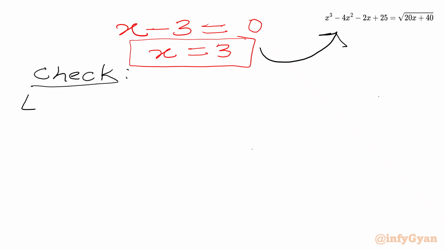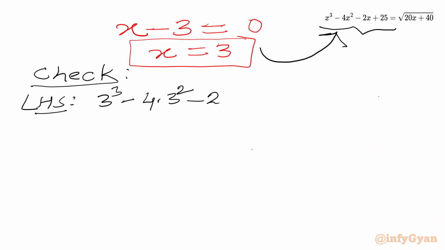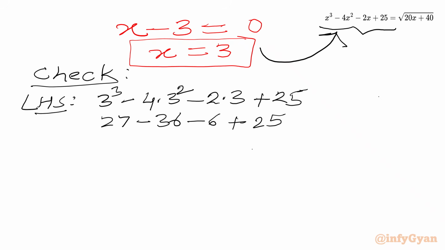Let's begin with left hand side. LHS is x cube minus 4x square minus 2x plus 25. So we will write 3 cube minus 4 times 3 square minus 2 times 3 plus 25. 3 cube is 27 minus 4 times 9 is 36 minus 2 times 3 is 6 plus 25. So this will become 52 minus 42. Difference is 10. Left hand side is 10.